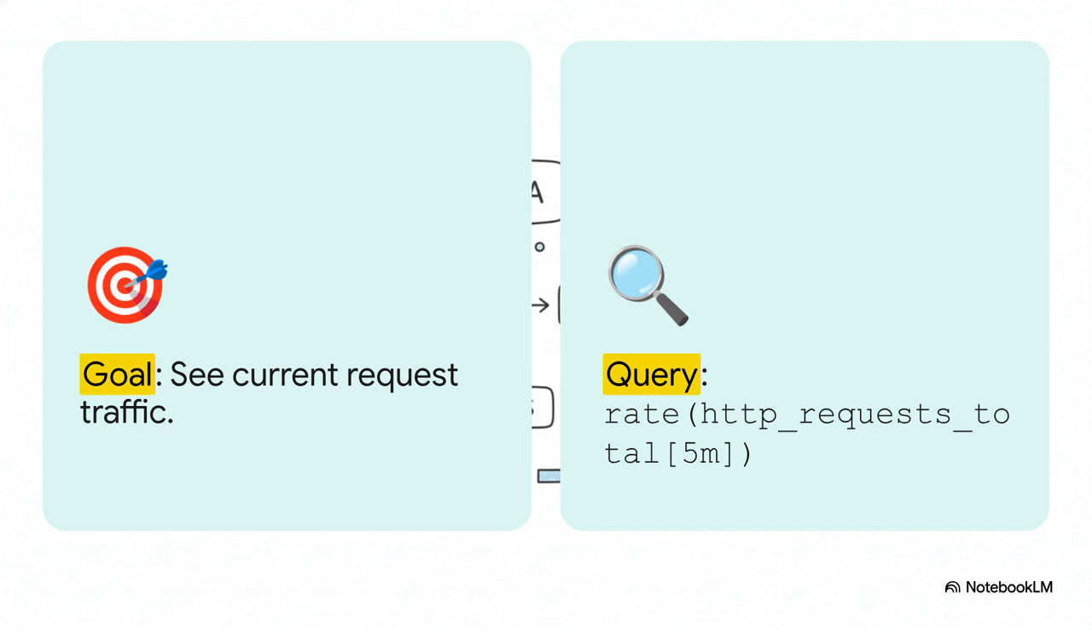For example, if your goal is just to see your current request traffic, the query is almost plain English. Just give me the rate of HTTP_requests_total over the last 5 minutes. It's as simple as that.